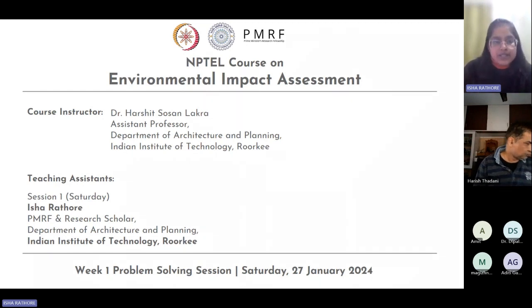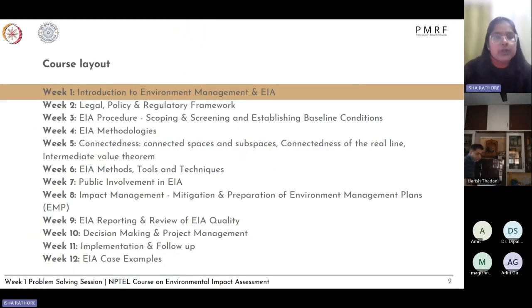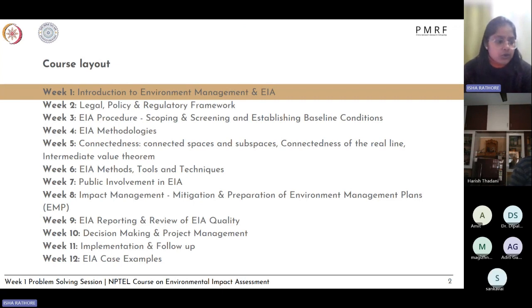And we are going to have these problem solving sessions on Saturday. As part of my fellowship, we are required to conduct these problem solving sessions. We are going to go through each week's content. There's also going to be another session on Tuesday by another PMRF scholar who will cover the same topics, assignment problems, as well as go through the feedback. So if in case you miss one session, you can go to the next live session on Tuesday.